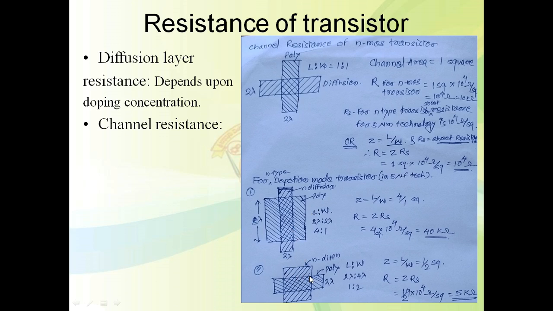Now take one more example, where the length to width ratio is different. Here, either this may be drain or this may be source. So this is the length, equal to 2 lambda, and what is the width? The width is 2 lambda plus 2 lambda, total 4 lambda. So the length to width ratio is 2 lambda to 4 lambda, that is 1 to 2, or half. Therefore the resistance offered by this channel is R equal to Z into RS, where Z is the length to width ratio, half square. So half square into 10 raised to 4 ohm per square, the square gets cancelled, and you will get 5 kilo ohm as the channel resistance. I think you will get the idea of how to find the channel resistance.